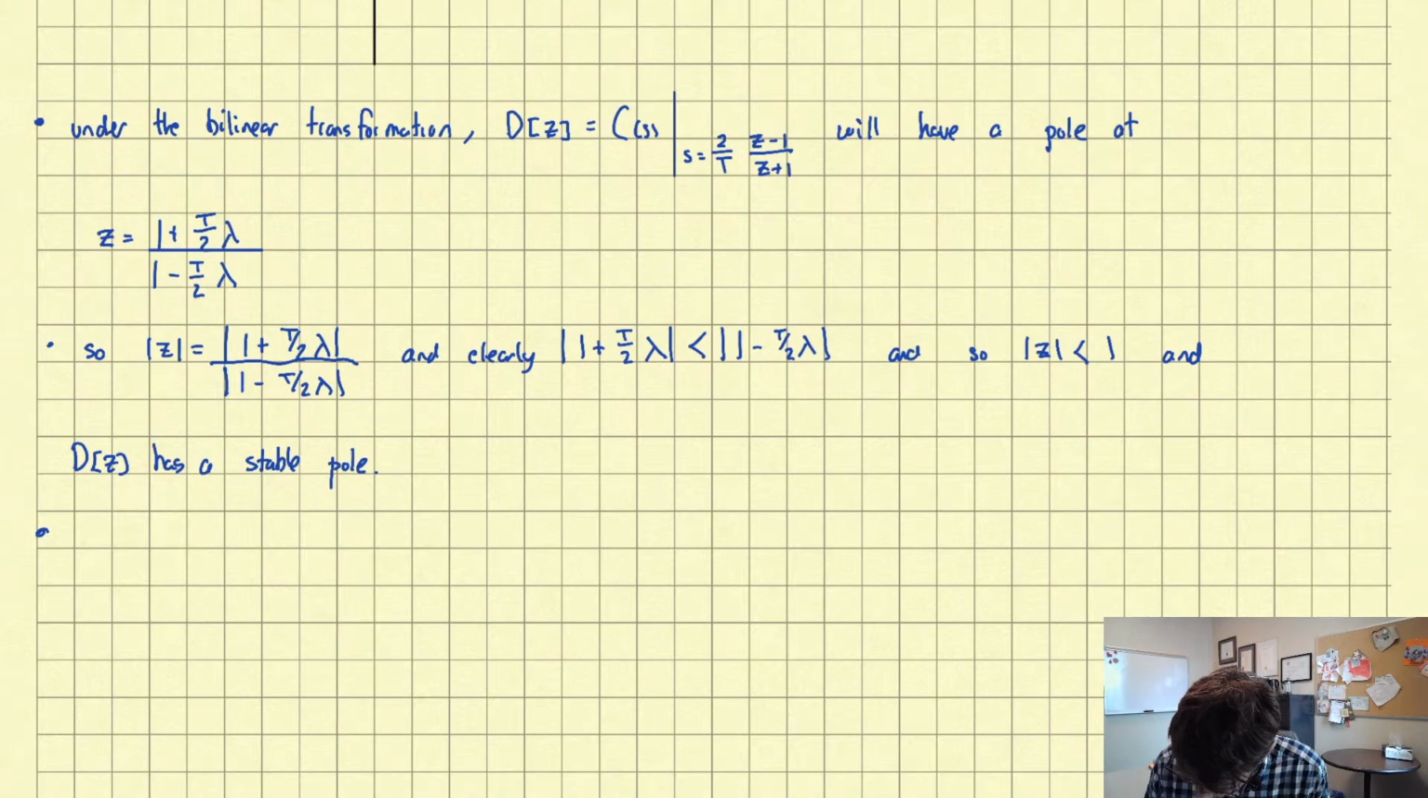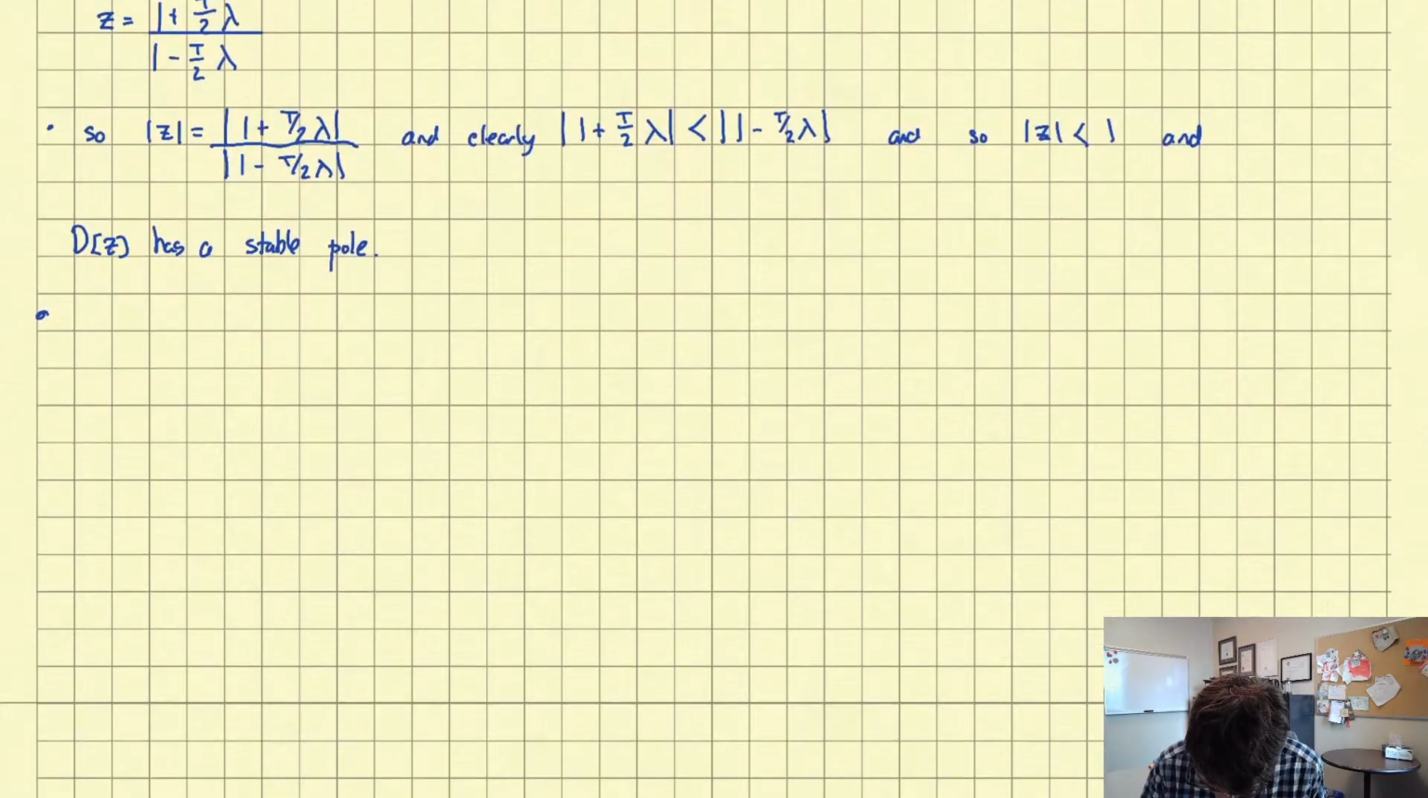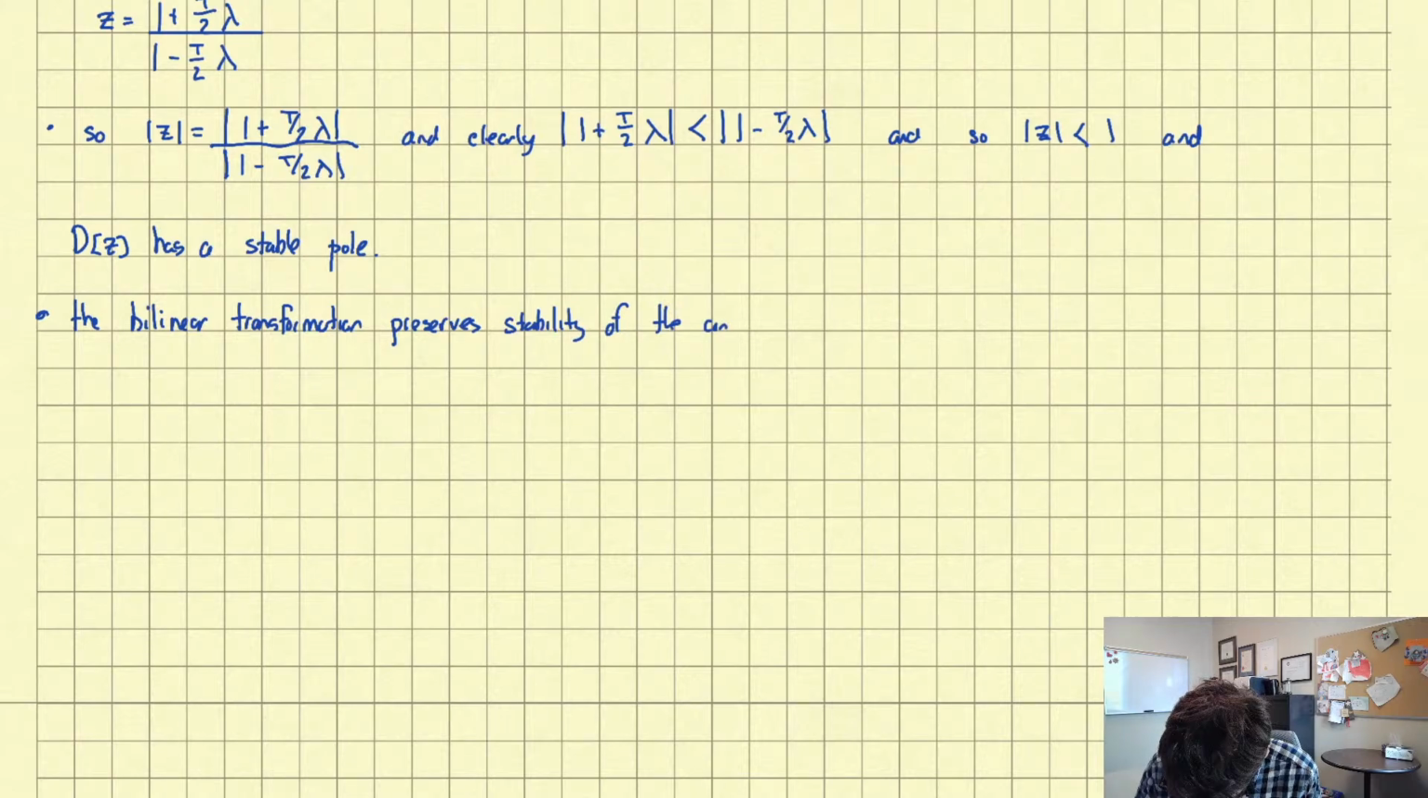Just point out that the bilinear transformation preserves stability of the controller. Not the loop. Okay, so be aware of that. Whether or not it preserves stability of the loop will depend on the sampling period, right? If it's sufficiently fast, and we'll talk about that in a bit.